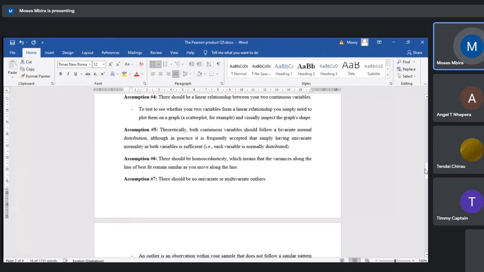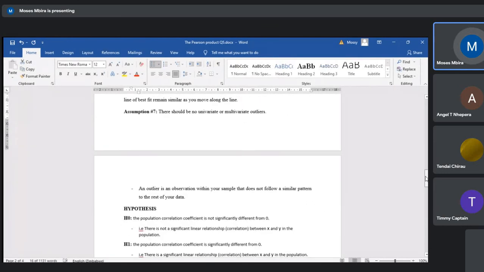Then assumption number 6, there should be homoscedasticity, which means that the variances along the line of best fit remain similar as you move along the line. Then the last assumption, there should be no univariate or multivariate outliers. Then there's an example for that.